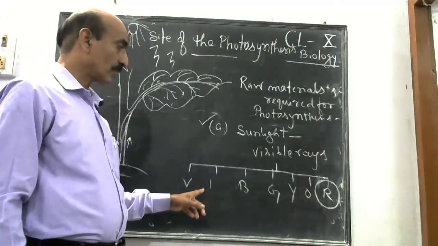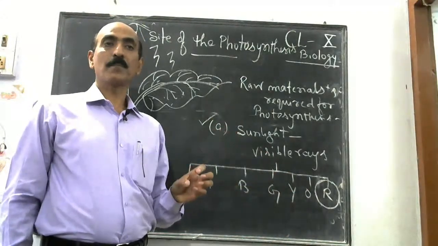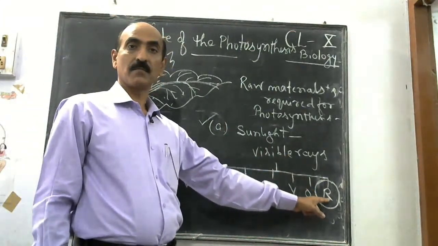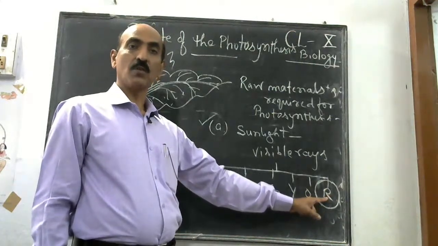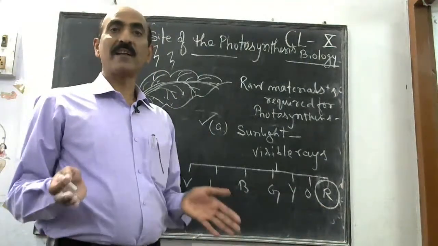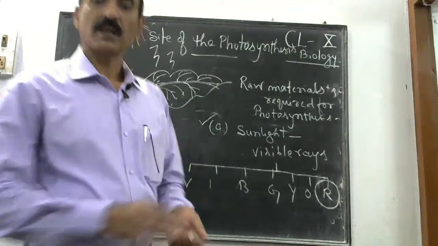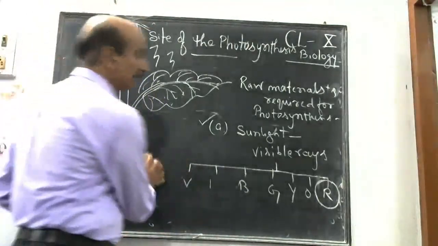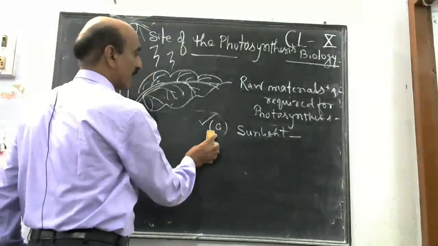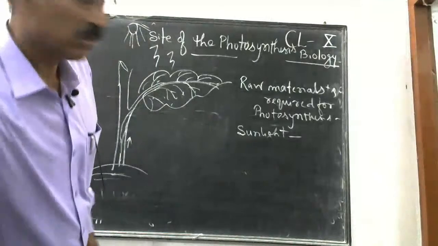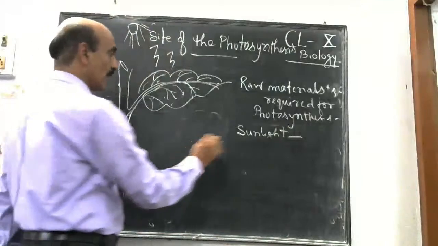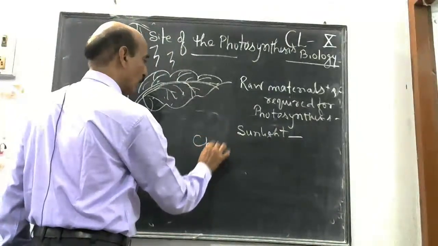Though all these rays can be utilized during photosynthesis, it is the red light that is very suitable for photosynthesis. Okay, infrared provides us heat. So red light is the most suitable for photosynthesis among all the light of the visible spectrum. Now the third one is called chlorophyll.